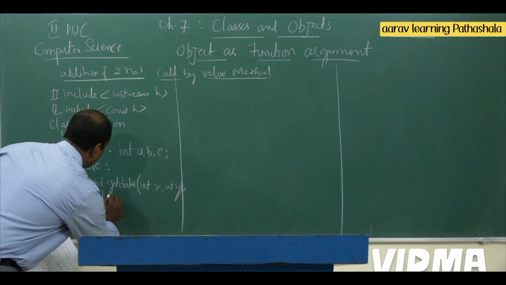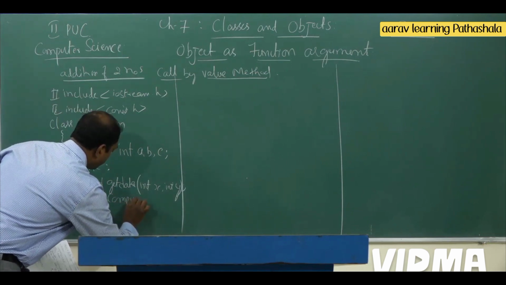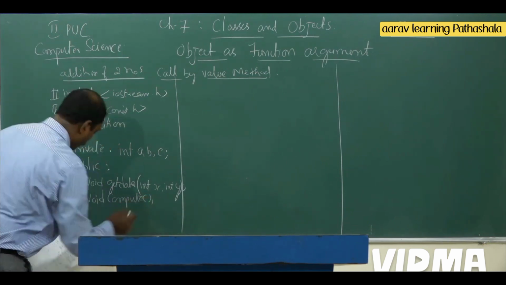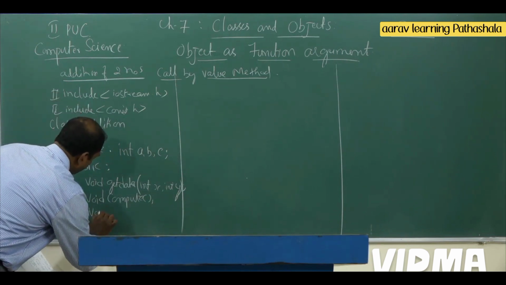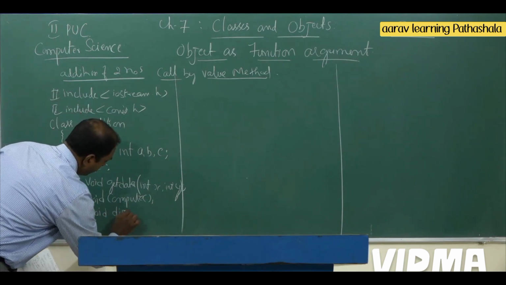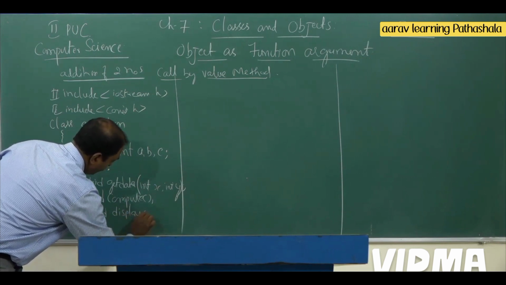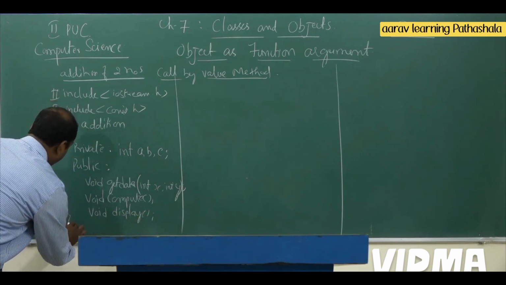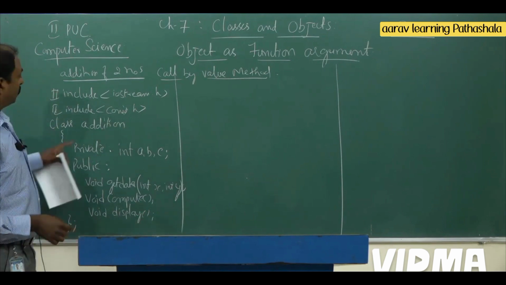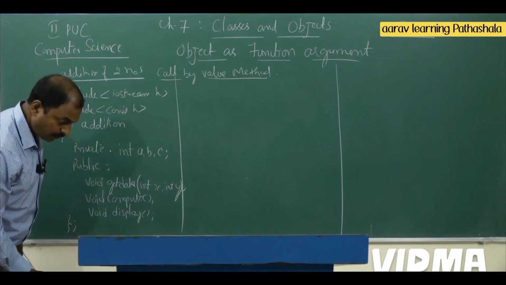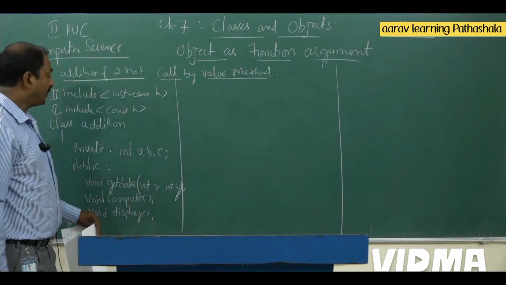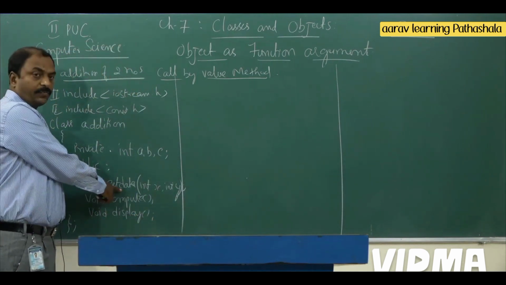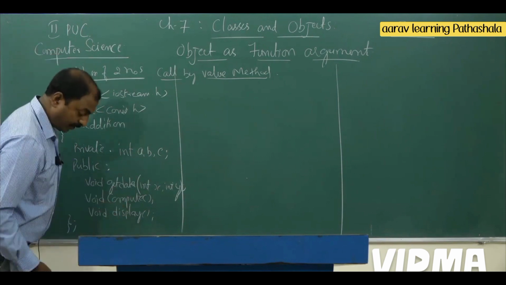Then void compute function and void display, and we are closing the class with a semicolon. So the first step is the declaration or definition of a class. Next, what is the next step? As you know, we have to write the function definitions of these functions.